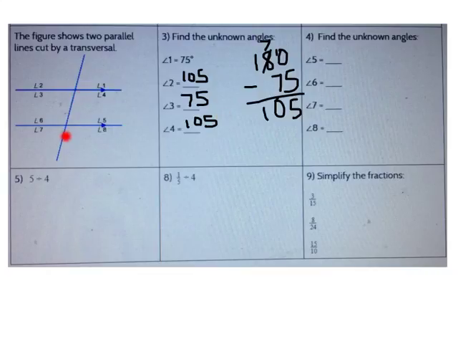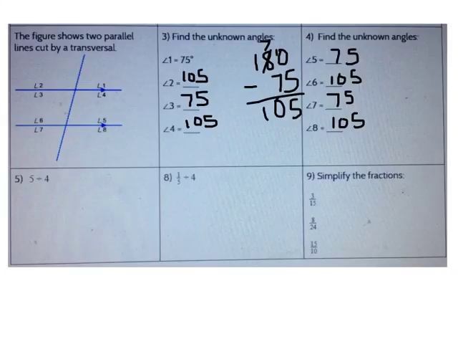Now let's use our knowledge of corresponding angles to find the measure of angles 5, 6, 7, and 8. What's the measure of angle 5, angle 6, angle 7, and angle 8? Angle 5 corresponds to angle 1, so it's also 75 degrees. Angle 6 corresponds to angle 2. It's also 105 degrees. Angle 7 corresponds to angle 3. It's also 75 degrees. And angle 8 corresponds to angle 4. It's also 105 degrees.